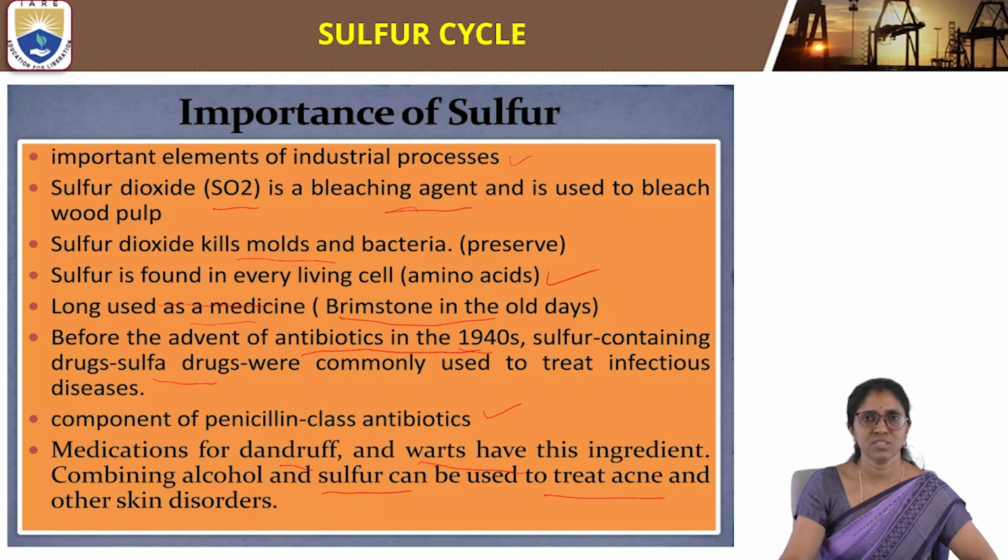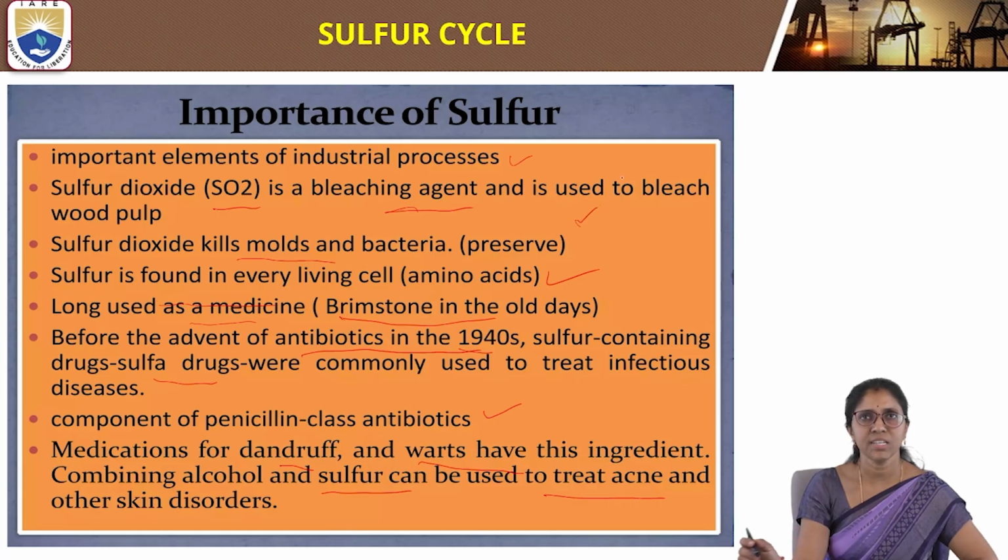The combination of alcohol and sulfur can be used to treat acne and other skin disorders. Sulfur is a very important element in industrial processes. It is used as a drug for various types of skin diseases. Sulfur dioxide kills bacteria and molds, and it is also used as a bleaching agent to bleach wood pulp. These are very important uses of sulfur.